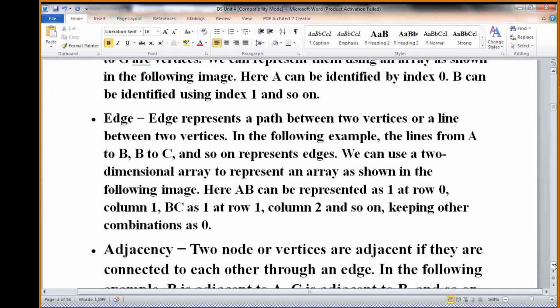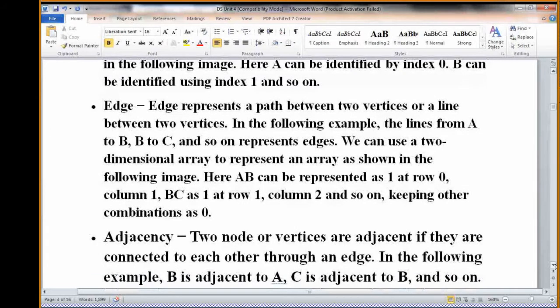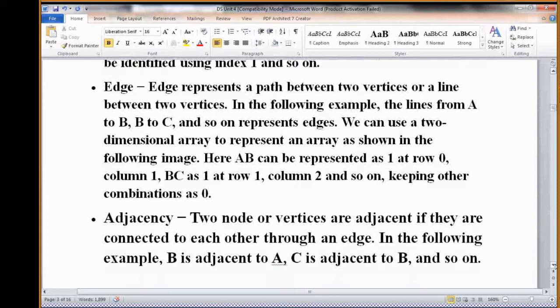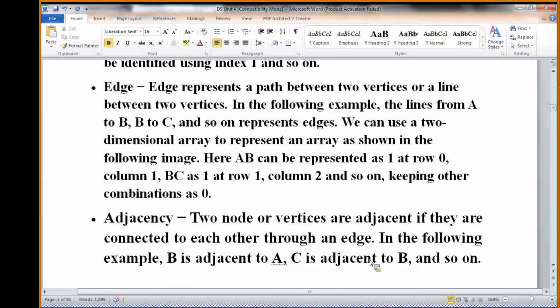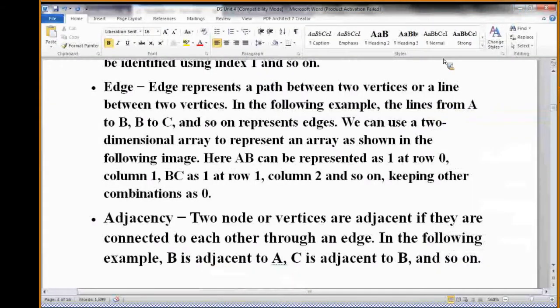And edges are nothing but connections between two nodes. For example, if it connects A and B, it is AB. If it connects B and C, it is BC. Like that it will be identified. And adjacency: two nodes or vertices are adjacent if they are connected to each other through an edge.